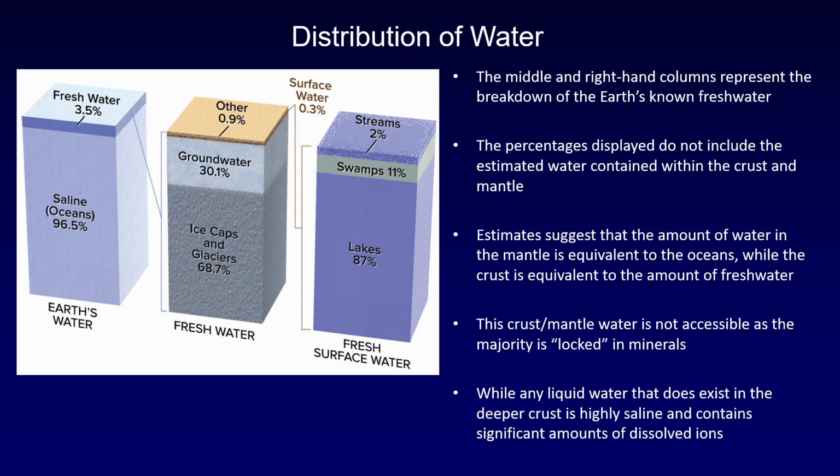So the water that's in the crust and mantle is typically locked in minerals. As part of the mineral structure, you have water in there, and obviously that water can't escape unless the mineral breaks down. Now, in terms of the water that does exist in the crust and in the deeper crust, there is some water within fractures in those areas.